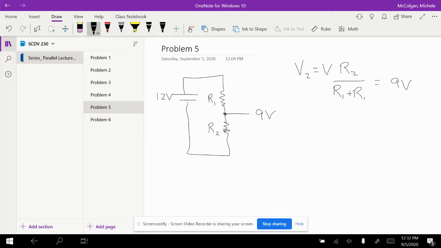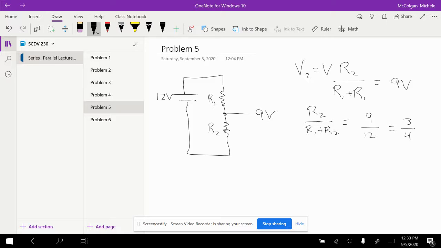Okay, so if we think about this, then we know that we can look for the ratio. So we can say R2 over R1 plus R2 is equal to, I can divide both sides by the V, which in our case is 12. So I know that's going to equal 9 volts over 12 volts, right? So that's our ratio. And so that's actually equal to 3/4. Okay, so if I have this ratio of 3 to 4, that means that my R2 is going to be in a ratio of 3 to 4.